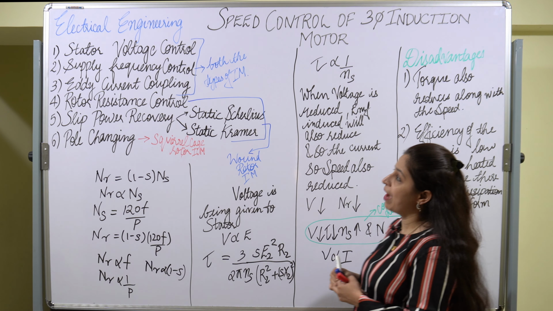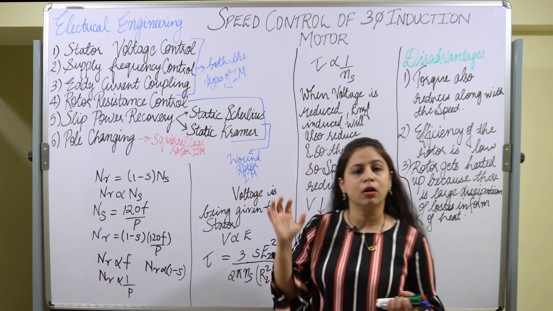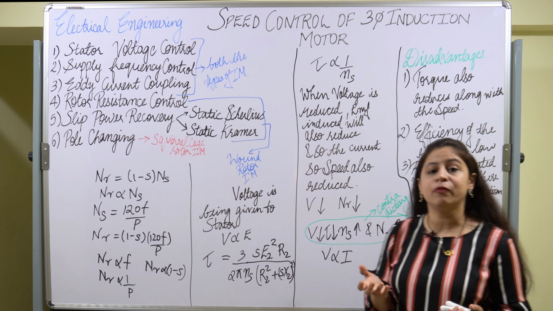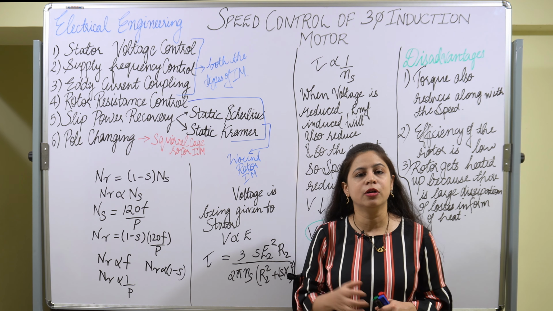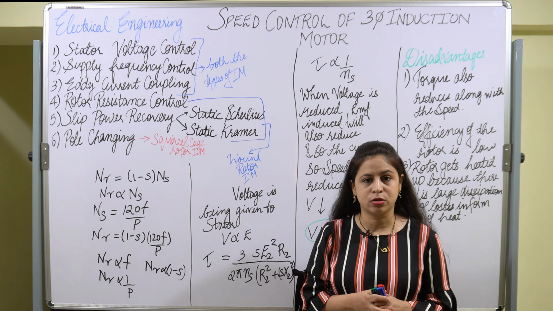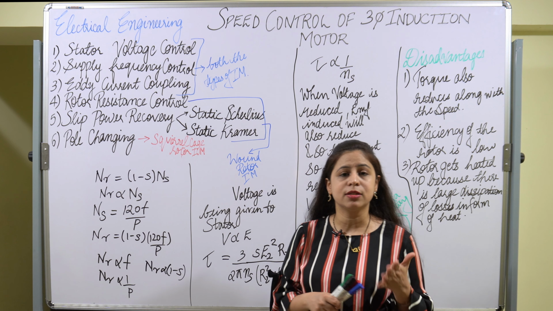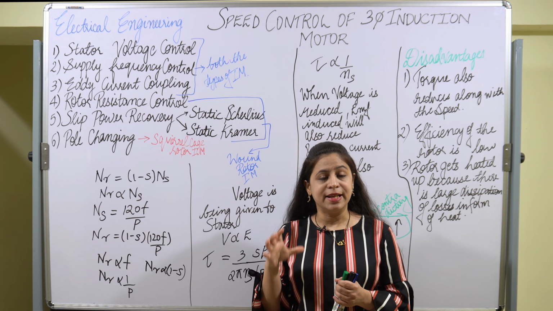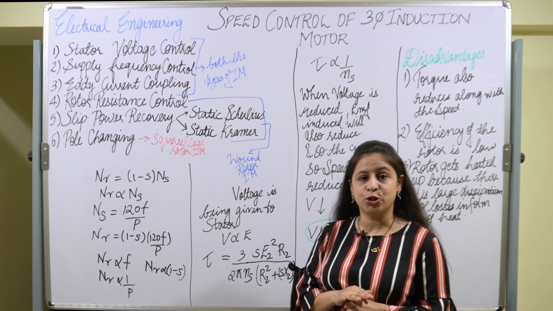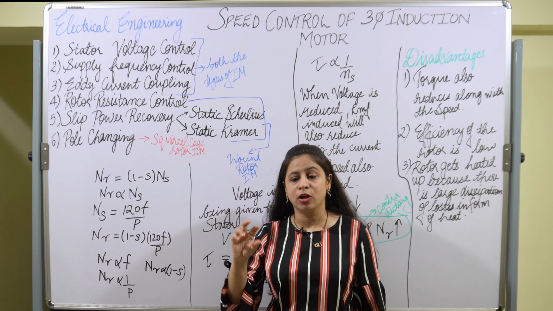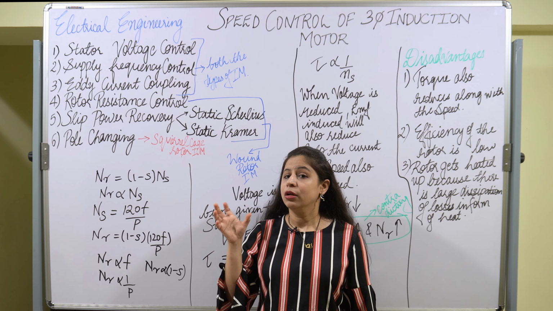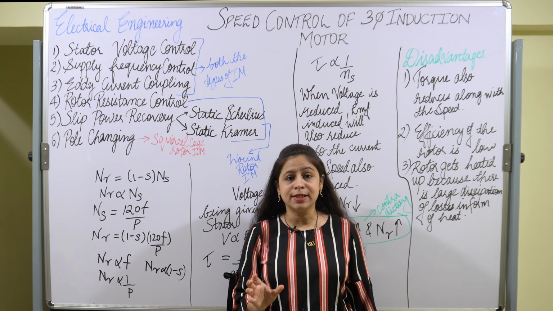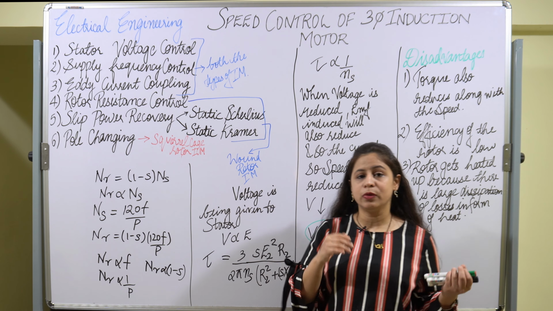Now, how can we vary the voltage of the stator? The stator voltage can be varied with the help of AC voltage controllers. If only a single phase is there, then the triac controller can be used. And if there are three phases, then we can use the AC voltage controllers. The AC voltage controllers are nothing but devices consisting of thyristors. So we can adjust the firing angle and the conduction period of the thyristor, and we can vary the voltages.